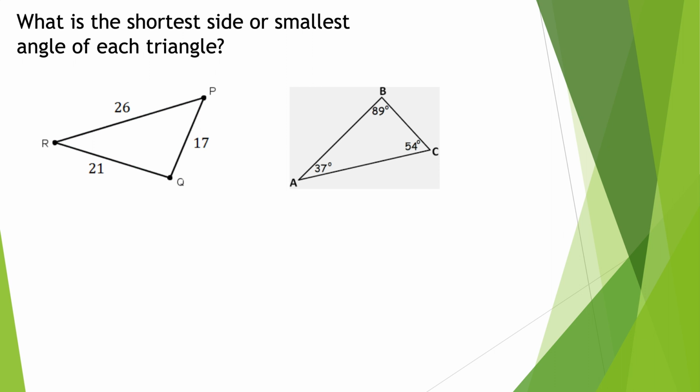Okay, so in the first triangle on the left, triangle PQR, as we look at that, we see right away that the smallest side is 17. So therefore, the smallest angle is angle R. As we take a look at the one on the right, the smallest angle there is 37, so the shortest side will be BC.